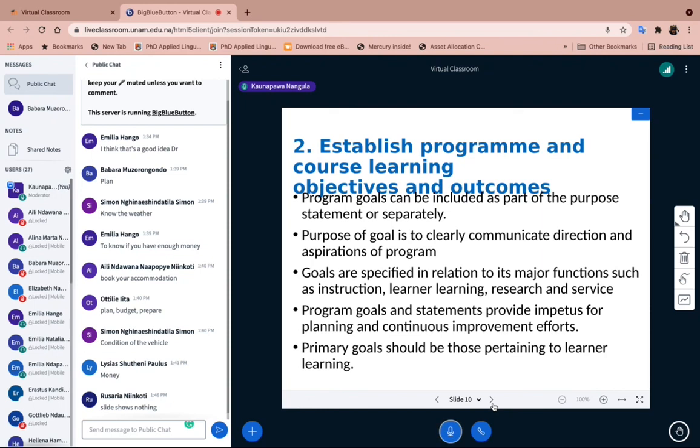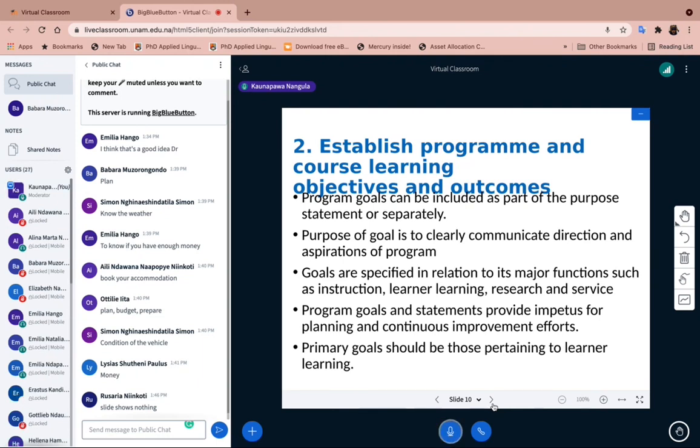That is now to say that program goals and statement should make it easy for the planning and the continuous improvement effort within the institution, right? Whatever plan you do should be related to the goals and statement, and whatever improvement, because improvement doesn't just happen once, it should be continuous. It should be related to the program and statement, like what kind of improvement do you want to do, and the goals and statement do help you decide on what improvements to work on.